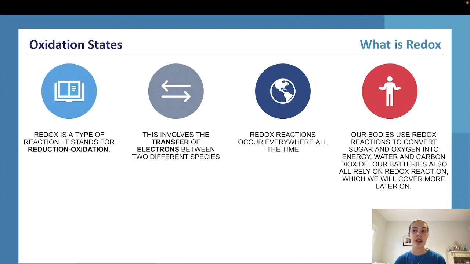And so these redox reactions are very important. They're some of the most important reactions which we have, and they're occurring everywhere all the time, consistently occurring in your body. So for example, our bodies use redox reactions in cellular respiration, converting sugar and oxygen into energy, water and carbon dioxide. Another example is that batteries rely on a redox reaction, and we'll go into that in a bit more depth later on, because that's quite an important concept in this topic, particularly when we think about things like galvanic cells and electrolytic cells, which are a type of battery.